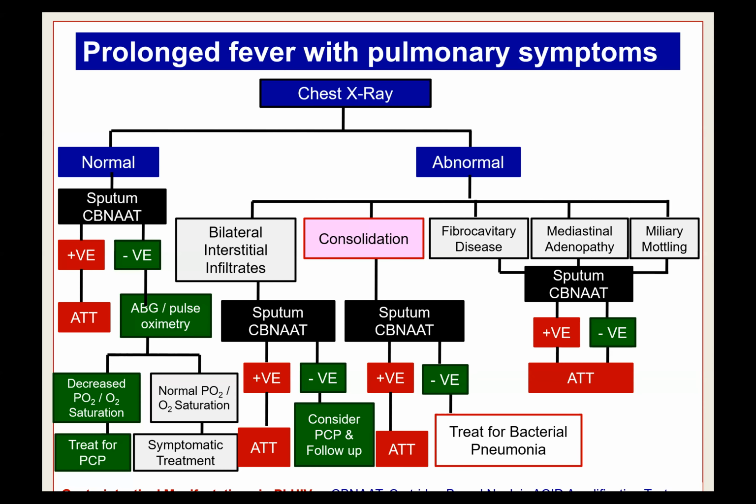And if there are fibrocavitary lesions or mediastinal lesions or miliary mottling, again after confirming, ruling out TB with whatever possible means, sometimes you need to do CT chest or even HRCT or even MRI to come to a conclusion to decide whether to treat the patients for a full course of anti-TB treatment or not. But most of the time you end up treating all the patients with anti-TB.